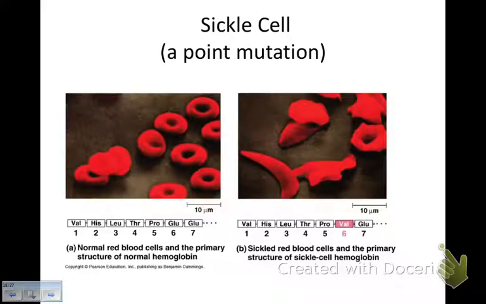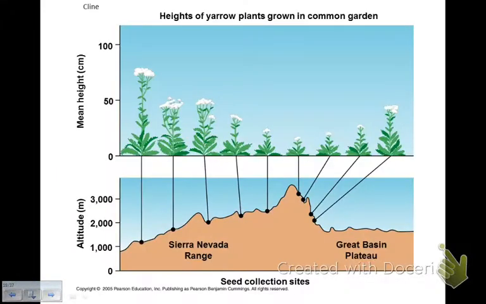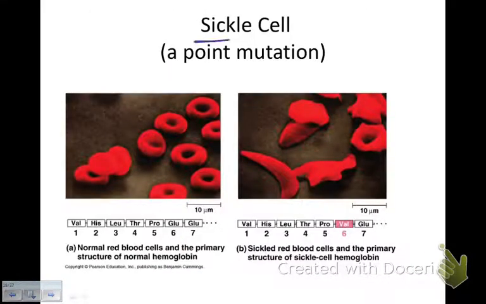Okay, so looking at this picture, remember sickle cell is because of a point mutation. And this one amino acid is different. So the hemoglobin doesn't function properly. So they have sickled red blood cells. And that's the main phenotype. But there's different traits that are affected.